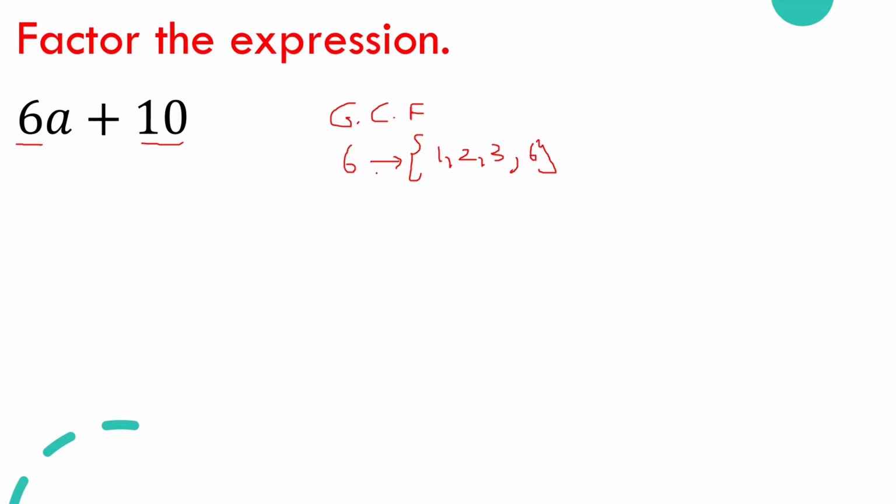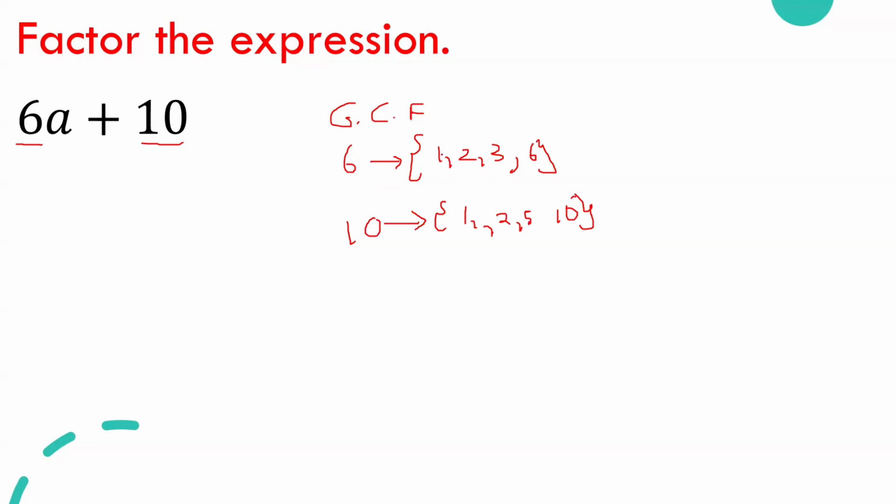All right. Now, what are the factors of 10? Factors of 10, what two numbers when I multiply give me 10? You have 1 and 10. And you also have 2 and 5. So when you take each of these numbers and divide them into 10, it will not leave a remainder. So these are the factors for 6 and these are the factors for 10.